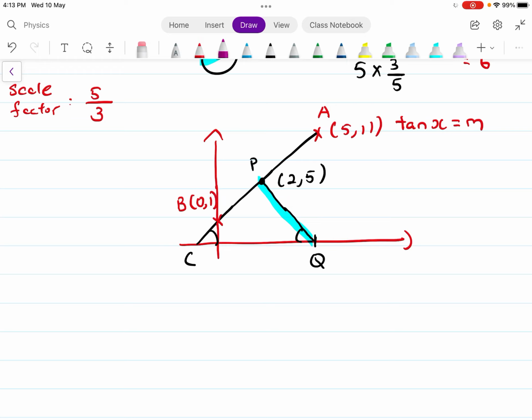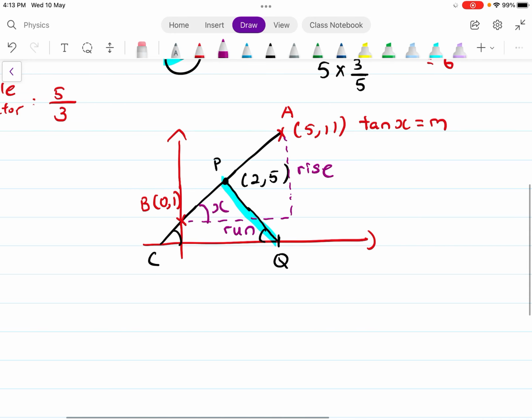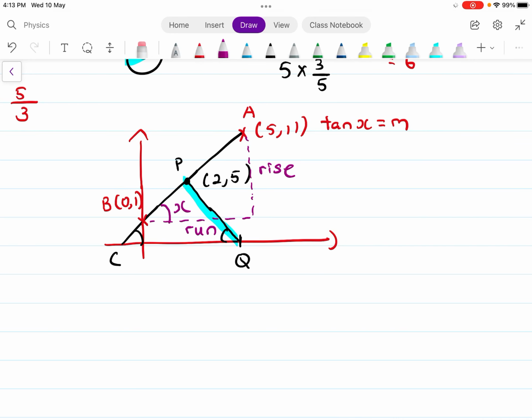So imagine I draw a right angle triangle. Okay, so this is your right angle triangle. To find the gradient, you want to use rise over run. We know that is the gradient. And for example, let's just say I have an angle here. Let's call this angle x. So how do I relate the angle x with the gradient?